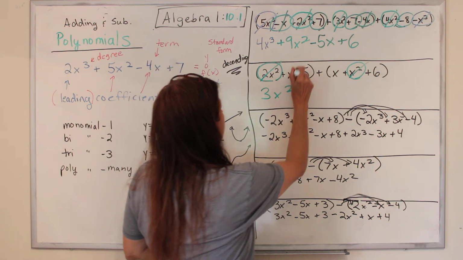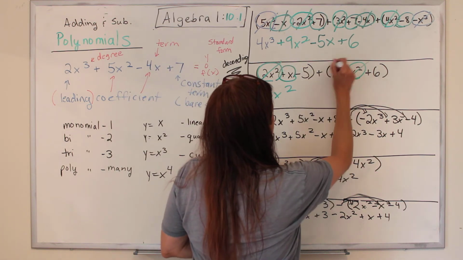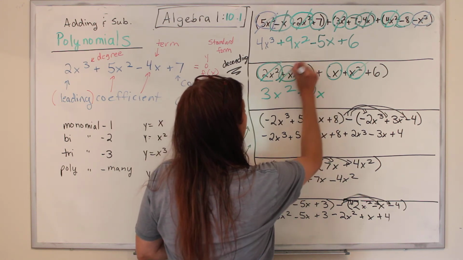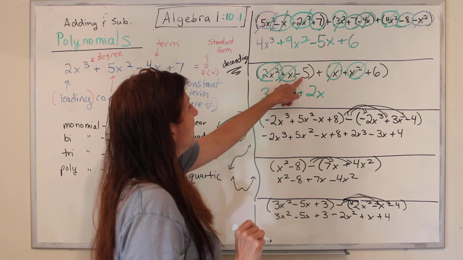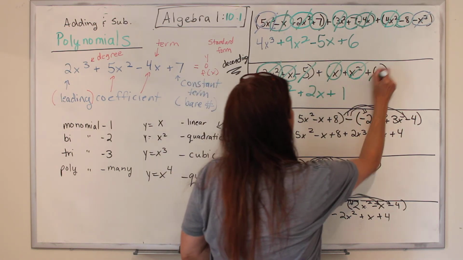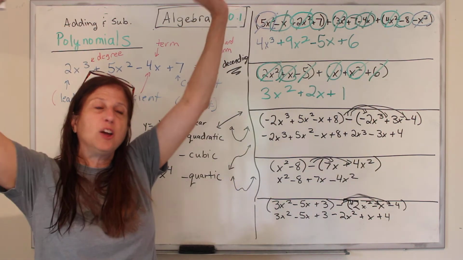Okay, now we're going to do the x's. There's an x, and there's an x. x plus x is 2x. Chink, chink, mark them out. Negative 5 plus 6 is 1. Chink, chink, mark them out. Ta-da! Yay, we did it.